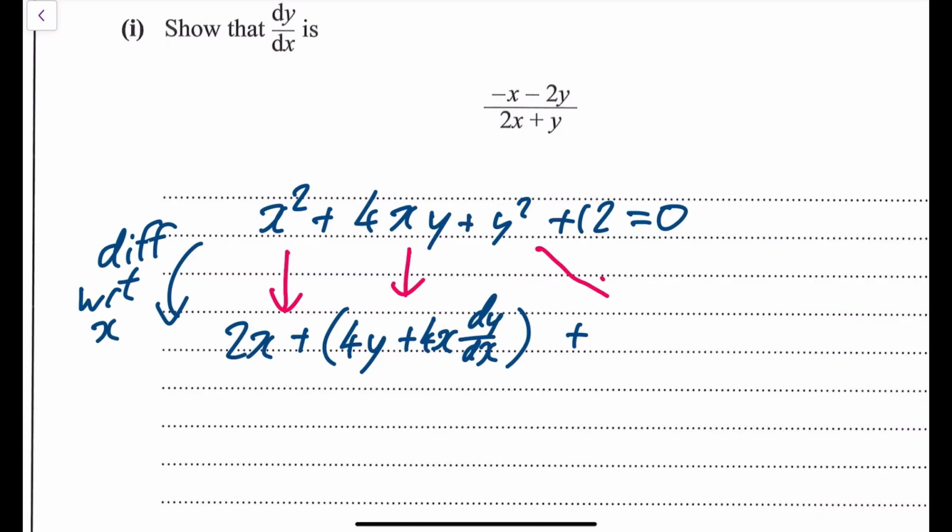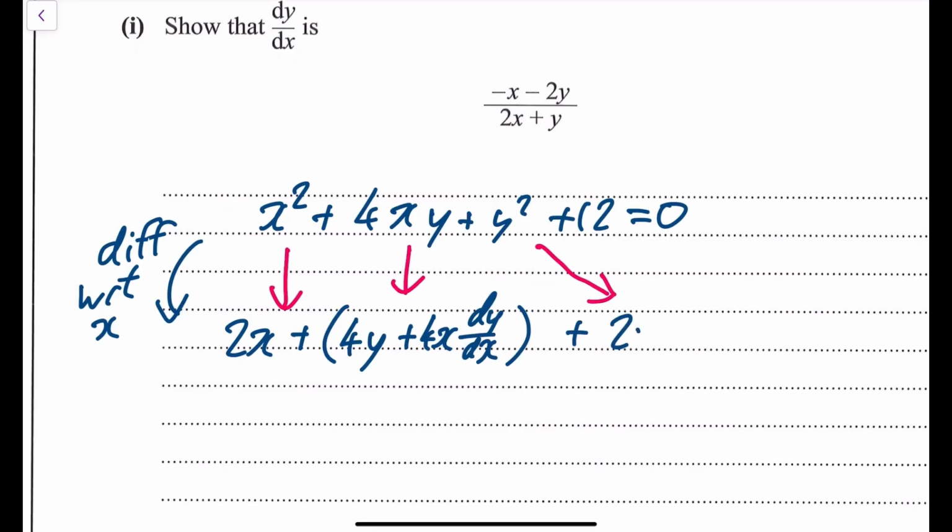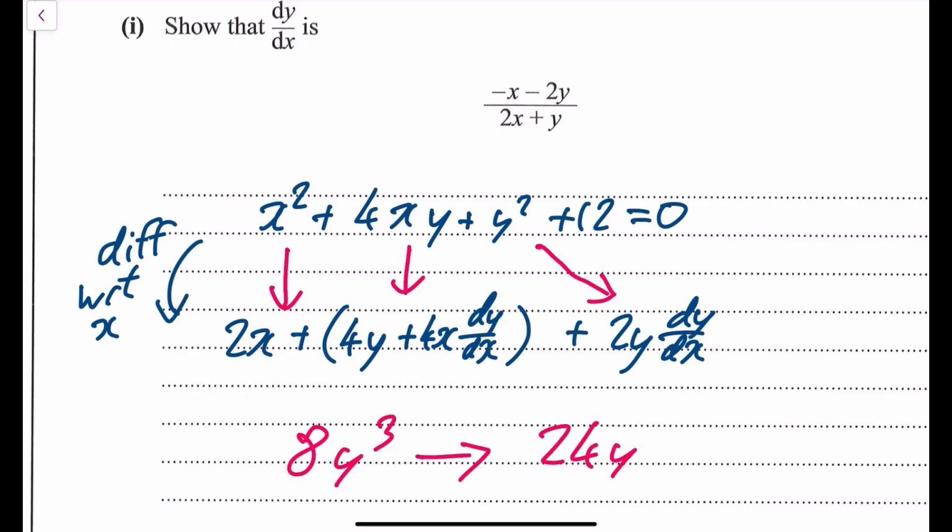Now, this bit is me differentiating y squared. You can't differentiate y squared with respect to x, but you can certainly differentiate with respect to y to give you 2y, and then just slap on a dy by dx. So that's your method to differentiate something in terms of y with respect to x. So for example, if I had 8y cubed, I wanted to differentiate with respect to x, differentiate with respect to y to get you this, and you just fire on dy by dx.